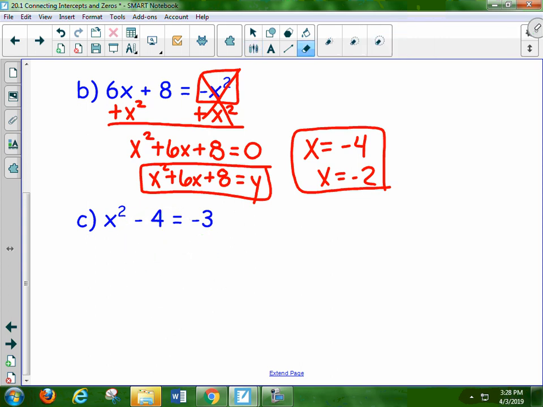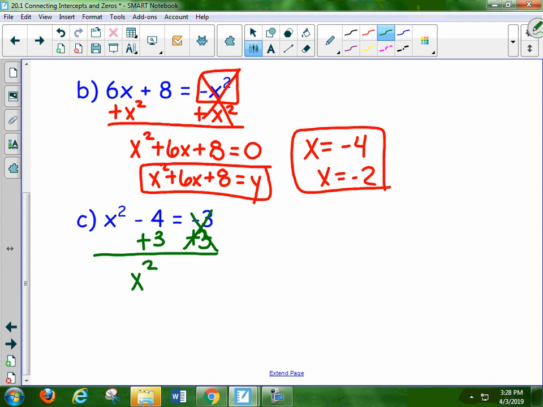Guys, I'm sorry. Let's try again. I want to set this equal to 0. So I am going to add 3 to both sides. I apologize. I was thinking about a way that we do it in Algebra 2. So in this case, I would get x squared minus 1 is equal to 0. I want to replace this with y. And so that's what I'm now going to type into my Desmos.